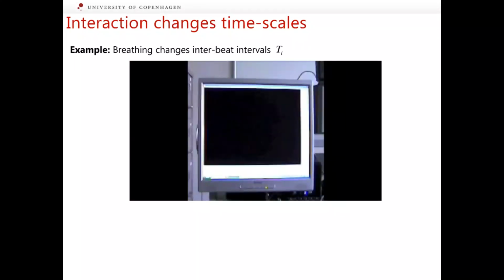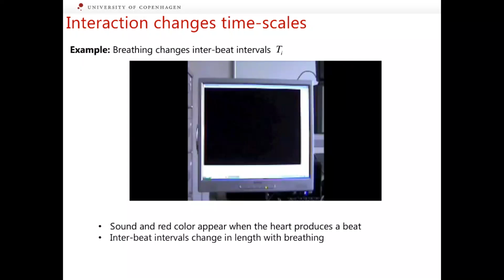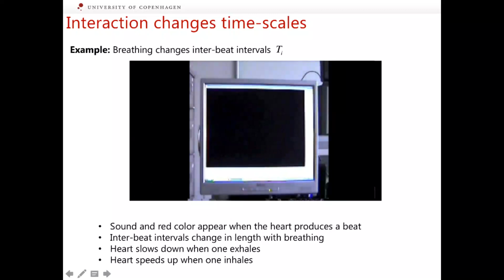Modulation of heartbeats by breathing can also be illustrated with sound. On the screen of the computer, a red flash will appear and a beep sound will be produced when the heart beats. As we know, during breathing, interbeat intervals should be changing, so that exhalation will slow the heart down and inhalation will speed it up. Now listen to the beating heart.